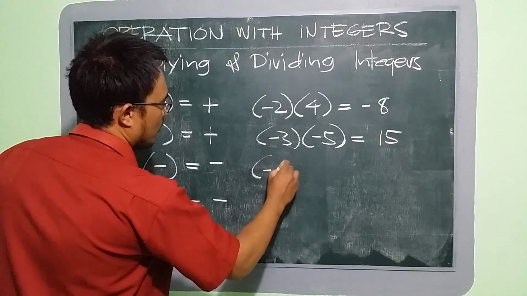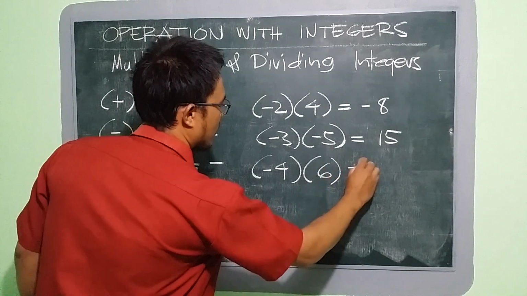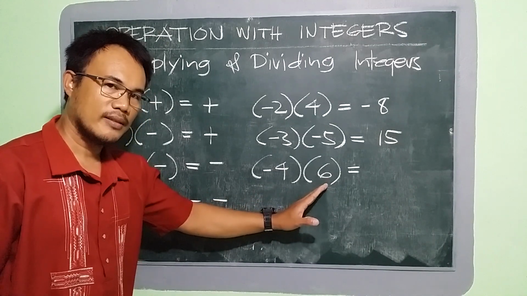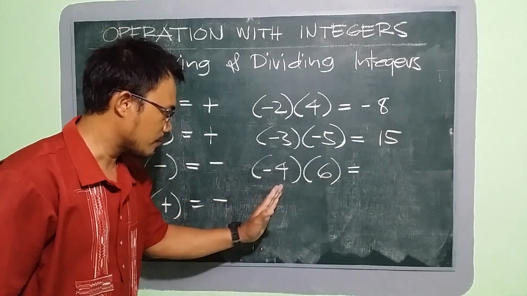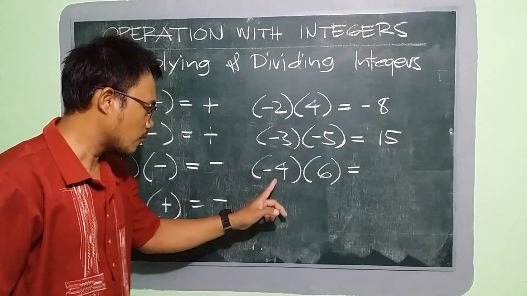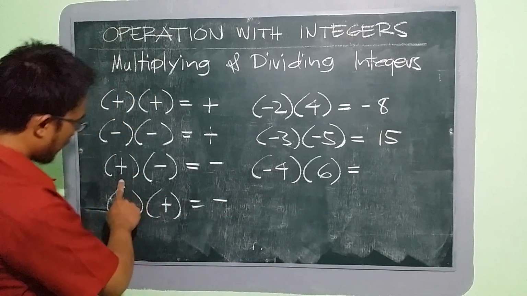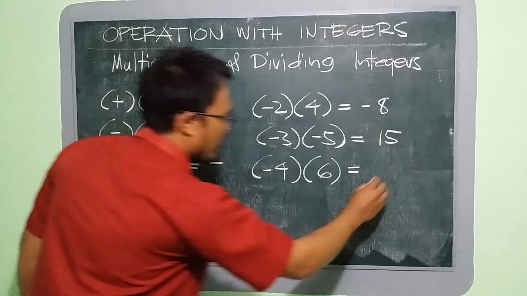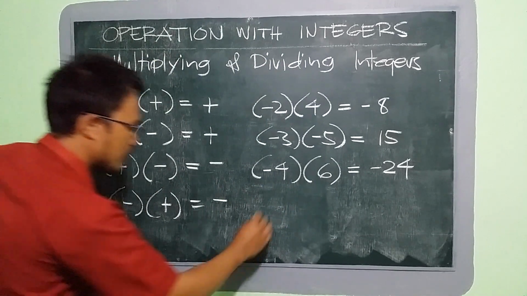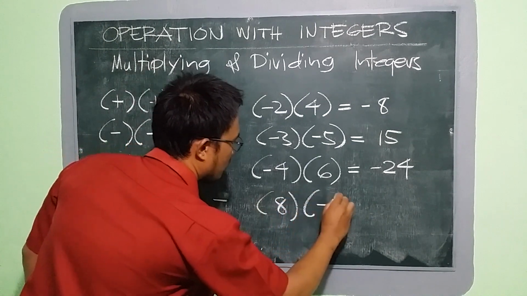How about negative 4 and, let's say, 6? Negative 4 times positive 6, different signs. So we have different sign numbers. 4 is negative and 6 is positive. So 4 times 6 is 24. Since they have different signs, the result will be negative. So negative 24.